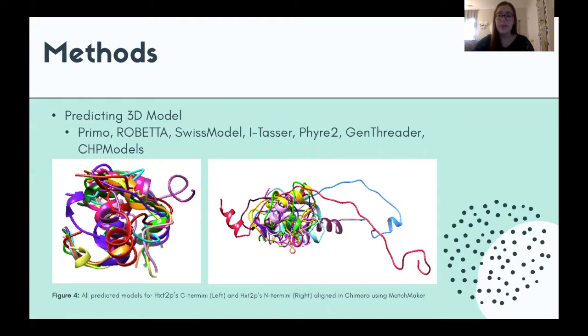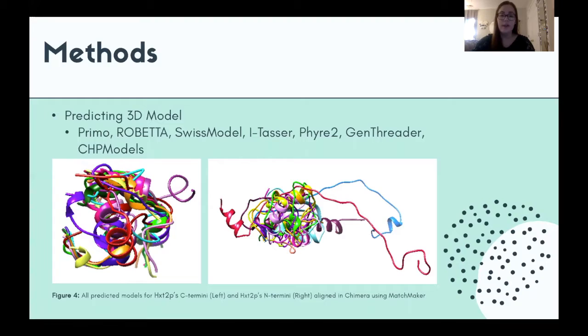To predict 3D structure, I used a variety of online homology modeling and protein threading tools, such as Primo, Robetta, Swiss Model, I-TASSER, FFAS, GenTHREADER, and CPH models. Homology modeling compares the input sequence with homologous sequences of a protein with known structure to build the 3D model off of, while protein threading utilizes fold recognition as the template rather than sequences. Once all the predicted models were built, they were input into Chimera, energy minimized, and aligned using Matchmaker.